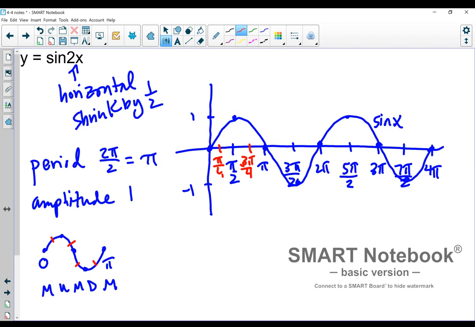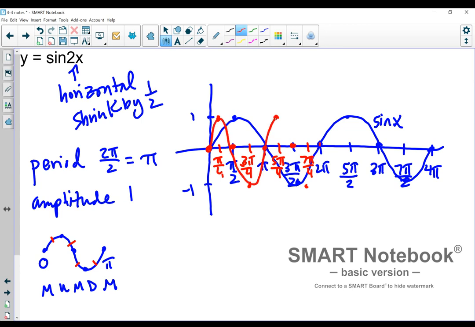We need to have 2 periods labeled. Pi, this would be 4 pi over 4, 5 pi over 4. This one would be 6 pi over 4, 7 pi over 4. And so the whole graph is happening between here and here. So now I'm going to go up at pi over 4, middle, down, middle, up, middle, down, middle.